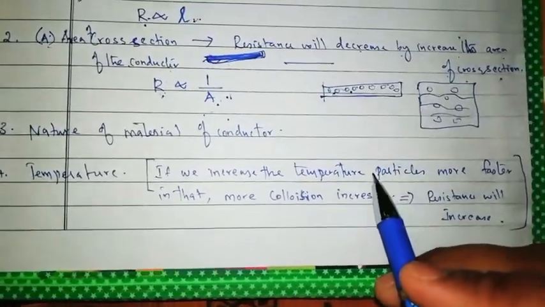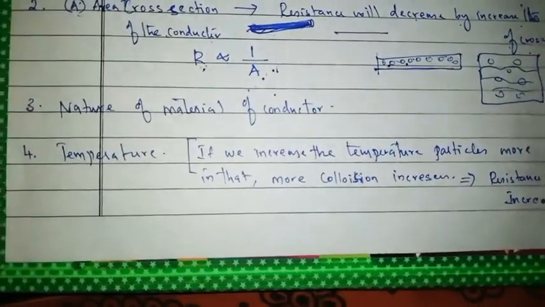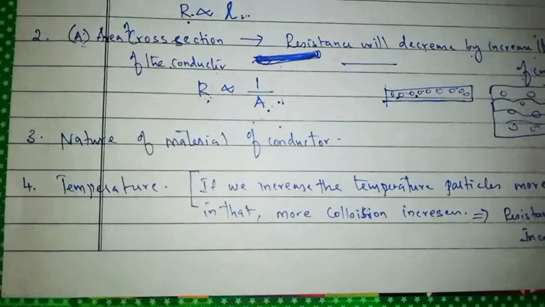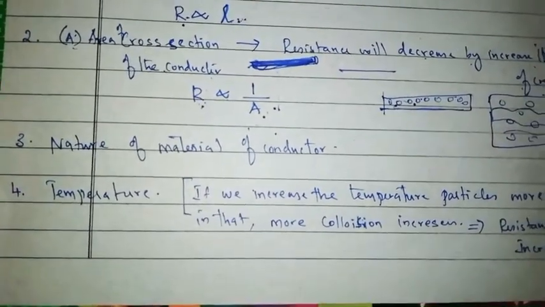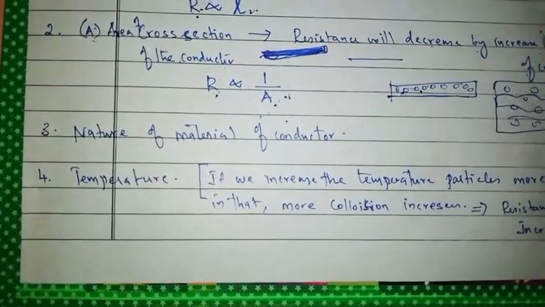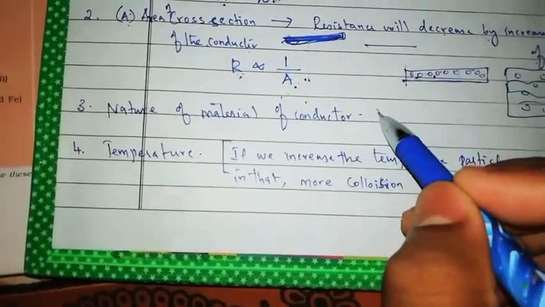And the third important factor that affects resistance is the nature of the material of the conductor. Some materials resist. Okay, their nature itself resists the flow of electricity. Some even allow the electricity to flow. So the nature of the material is also very important.